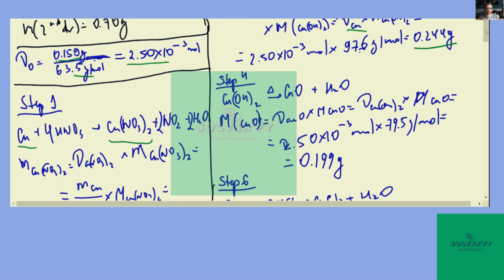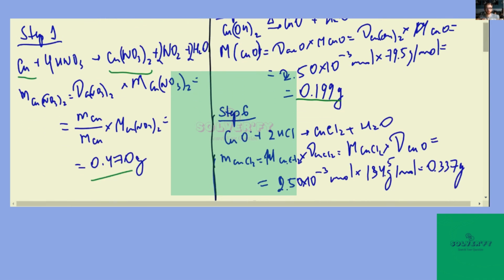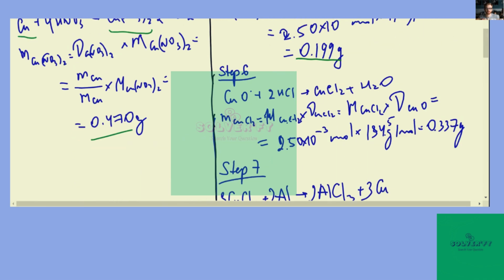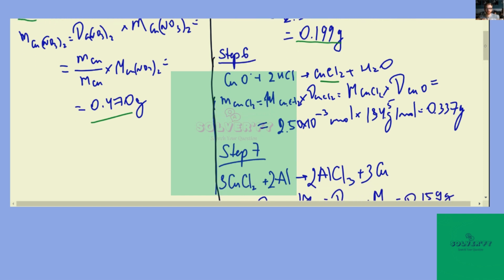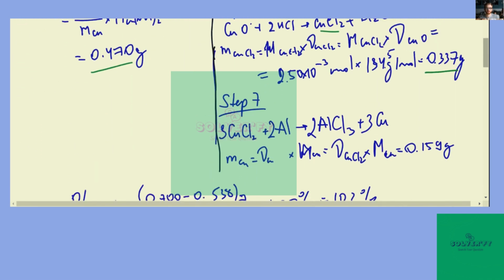Then copper hydroxide is decomposed to copper oxide and water, and again we can calculate the yield as shown here. Then copper oxide is dissolved in 2 moles of HCl, forming CuCl2 and water, which is the byproduct of the reaction. And again, the yield of mass of copper chloride is calculated here.